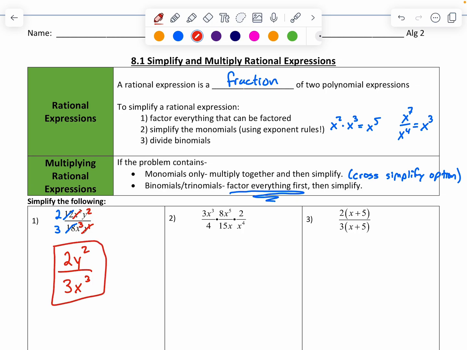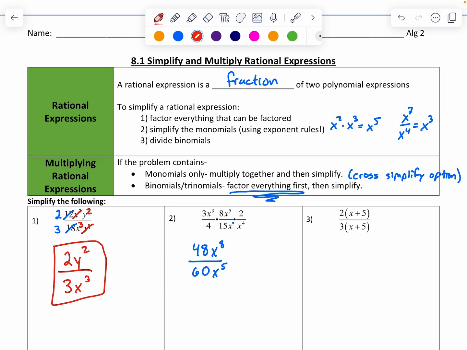Whenever you have monomials, you can multiply them together and then simplify that way, or you could simplify by cross-simplifying first and start dividing them there. So up to you. Last year, a lot of students liked multiplying, so I'm going to show it that way. I'm going to multiply all the numerators and then multiply all the denominators and write what I get. 3 times 8 times 2 is 48. And then with the x's, we have an x cubed and an x to the 5th power, so those add to be x to the 8th. Then 4 times 15 is 60. This x has a 1, so the 1 and the 4 add up to be a 5.